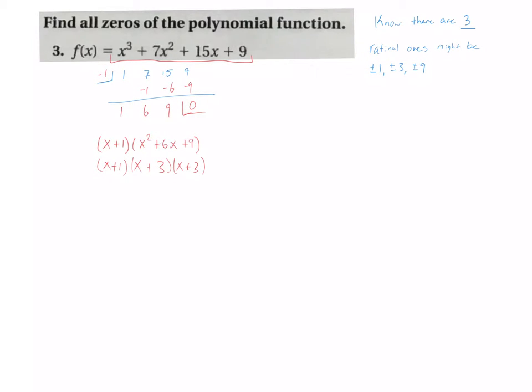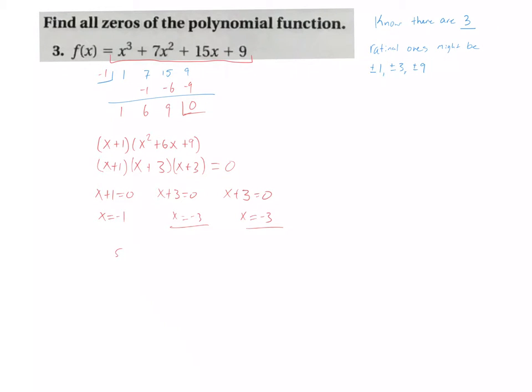So then, if all this is equal to 0, I have either x plus 1 is equal to 0, x plus 3 is equal to 0, or x plus 3 is equal to 0. Solving this is going to be x is equal to negative 1, x equals negative 3, or x equals negative 3. Notice these two are the same, but we do have 3 solutions, just one of them is repeated.